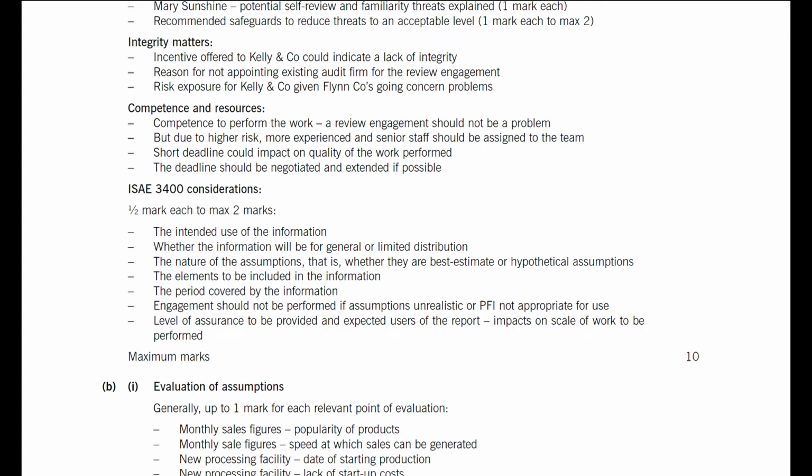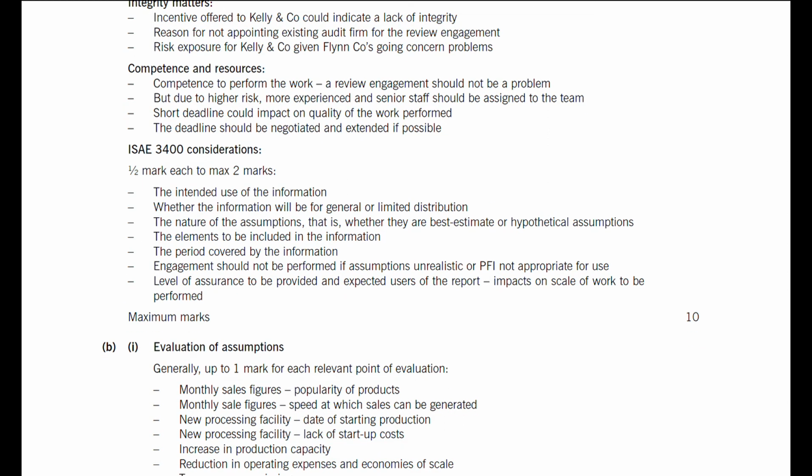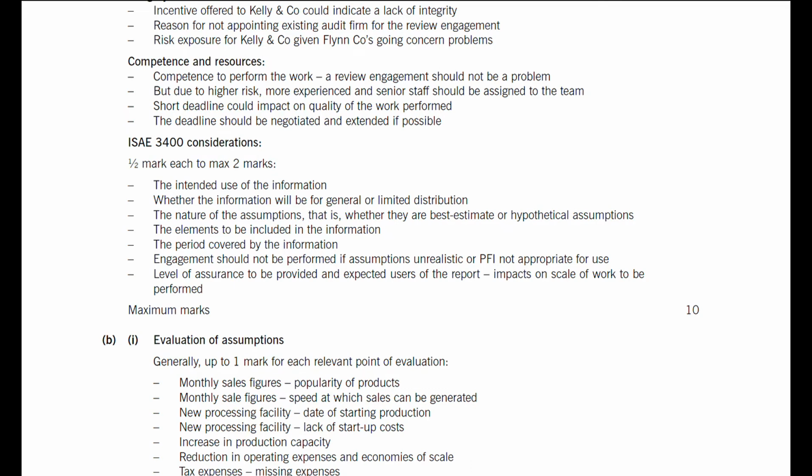ISAE 3400 considerations. The intended use of the information, whether the information will be for general or limited distribution. The nature of the assumptions, that is, whether they are best estimate or hypothetical assumptions. The elements to be included in the information. The period covered by the information.